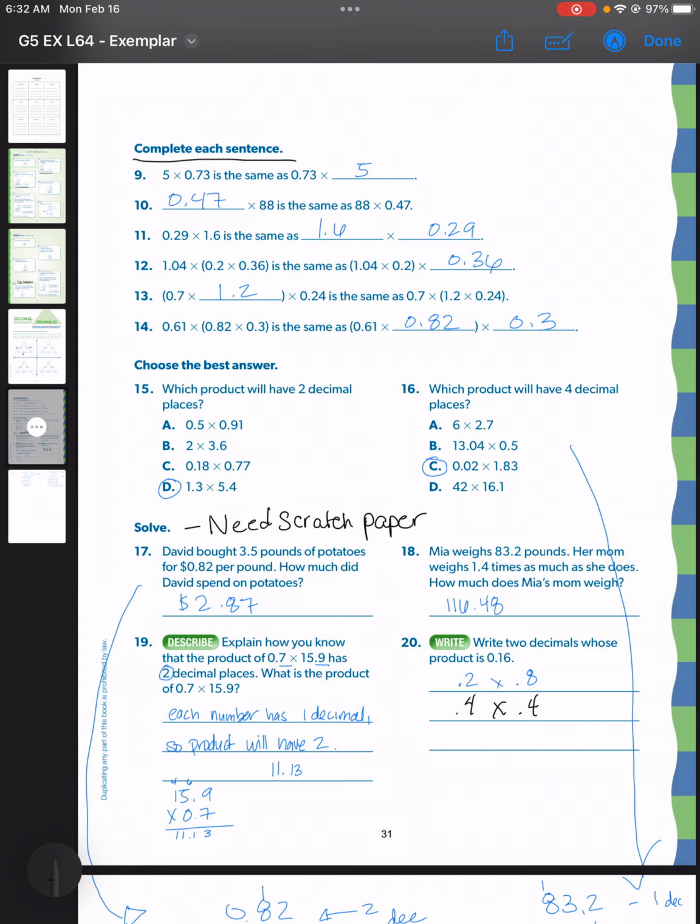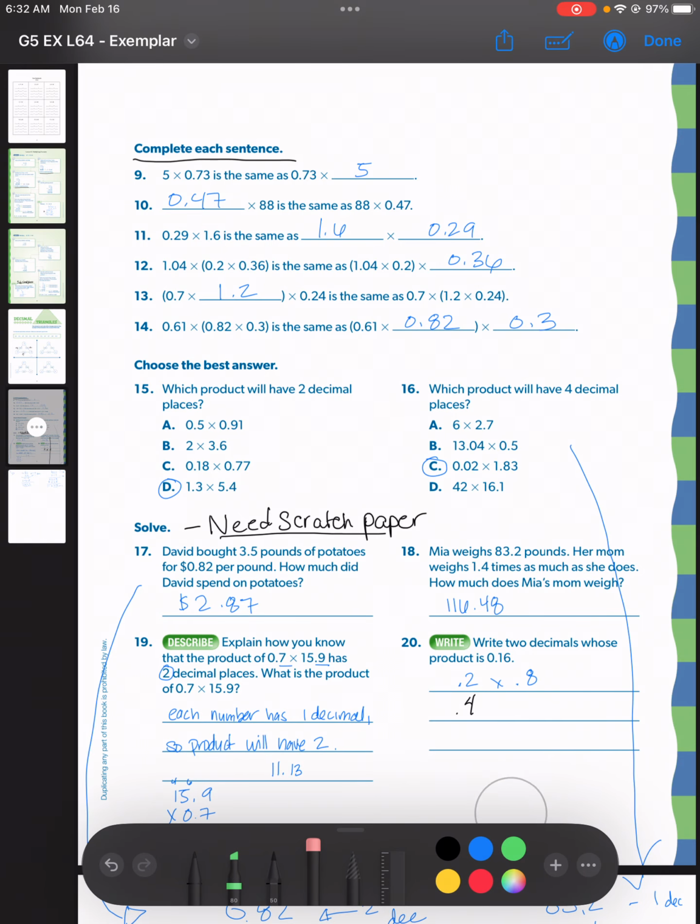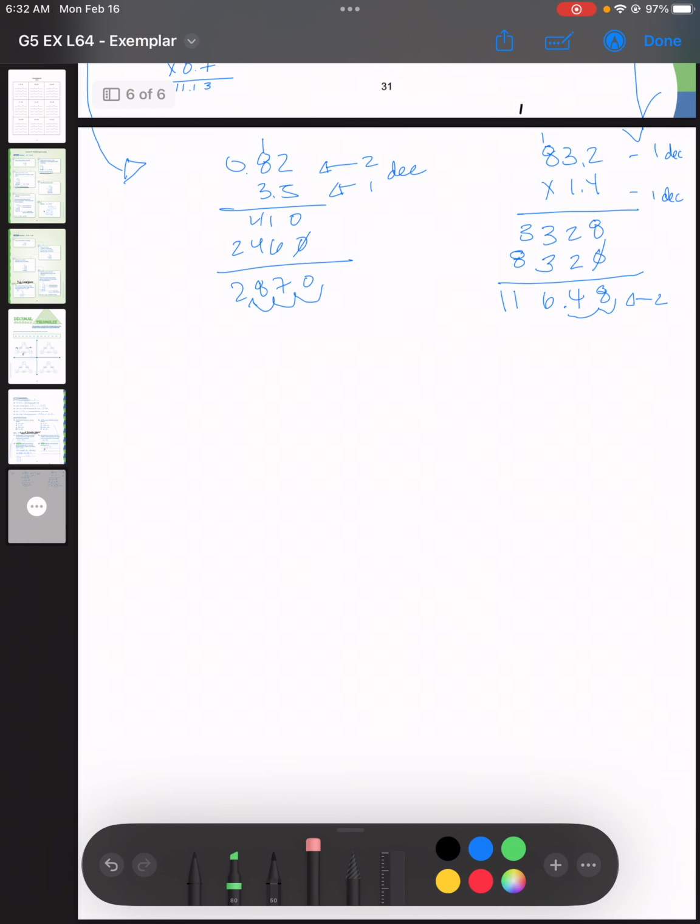Questions 15 and 16 are assessing whether or not students comprehend how many decimal places need to be in their products. And then in questions 17 through 20, it's assessing students' ability to multiply. They're going to need scratch paper for 17 through 20. And as students work, again, you want to check that they are setting problems up correctly. You want to check that they have the correct number of decimals in the product.